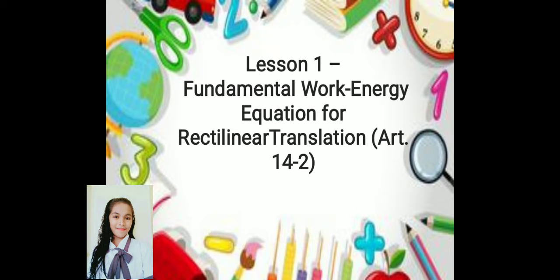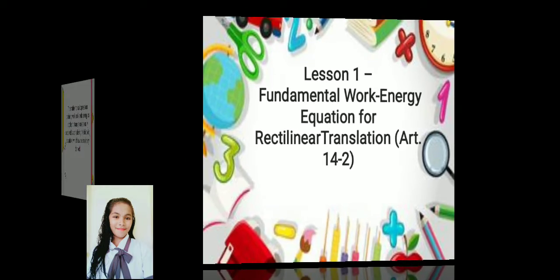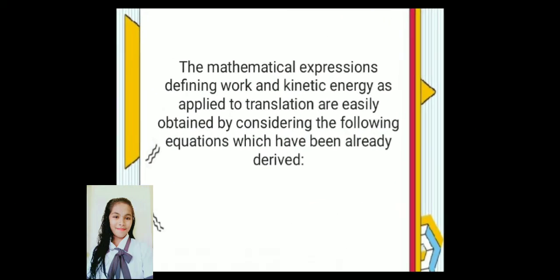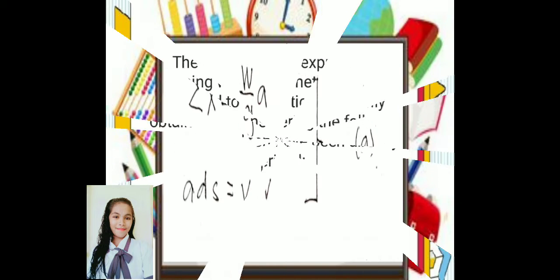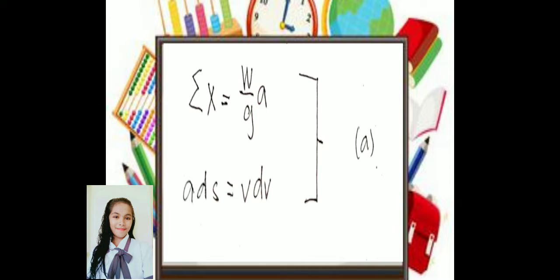Now let's go to our Lesson 1 entitled Fundamental Work Energy Equation for Rectilinear Translation, Article 14-2. The mathematical expressions defining work and kinetic energy as applied to translation are easily obtained by considering the following equations, which have already been derived. In this equation, the sum of F is equal to W over g times a, and a ds is equal to v dv, and this is the group of equation A.